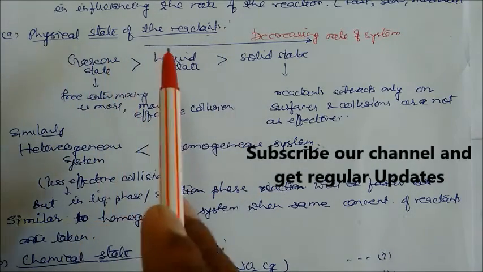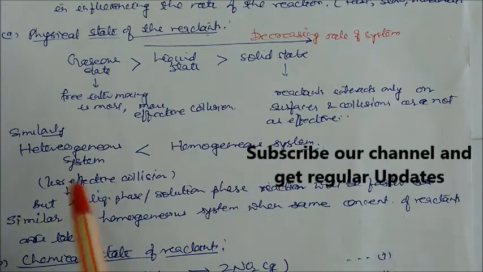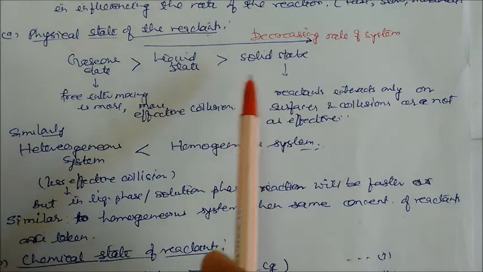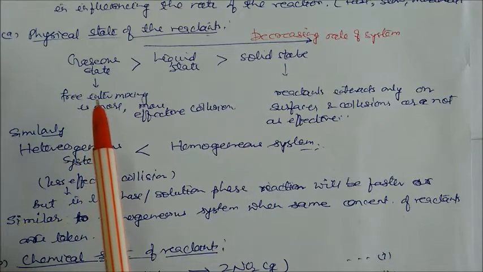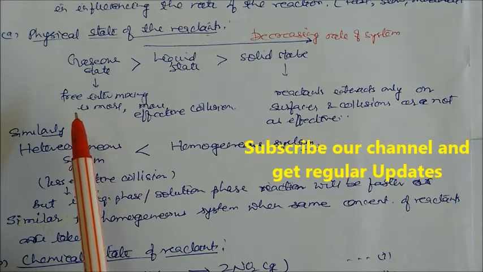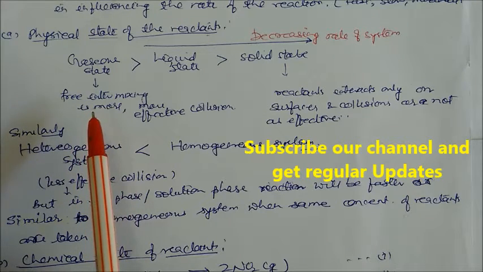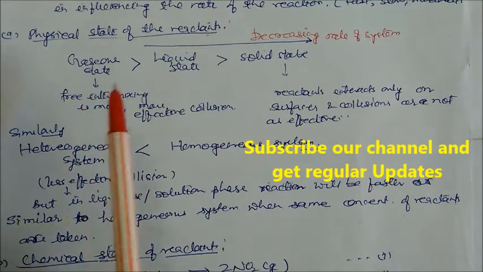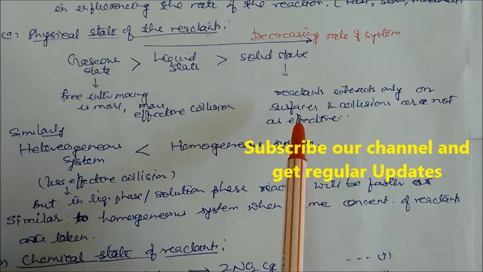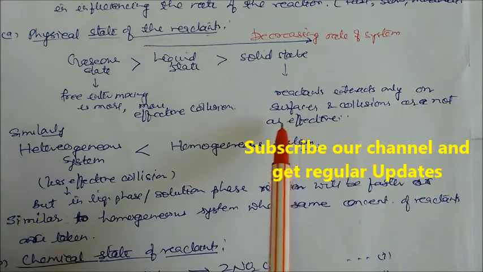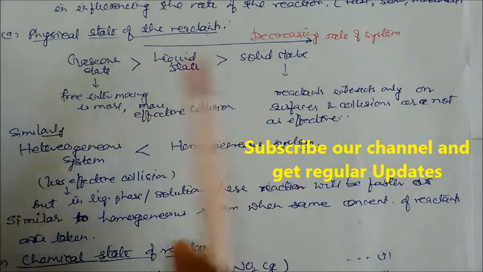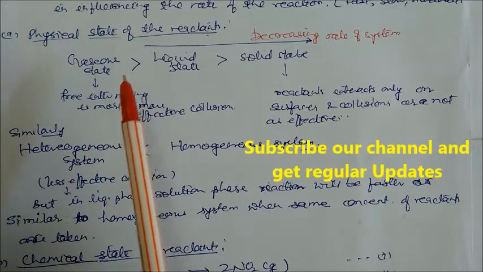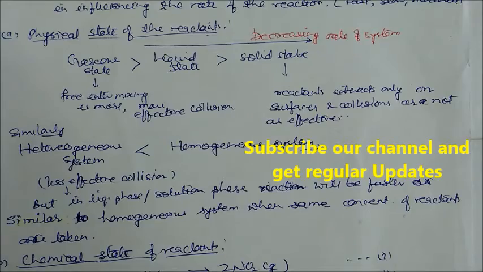How is the rate of reaction affected by the physical state of the reactant? Physical state means we have gaseous state, liquid state, solid state. In the gaseous state, molecules are moving very freely, randomly here and there. So intermixing is more, and there is more effective collision among the molecules. In the solid state, the reactants interact only on the surfaces, so collisions between the molecules are not that effective. And the liquid state is intermediate between the gaseous state and the solid state. So the rate of reaction decreases from gas to solid.